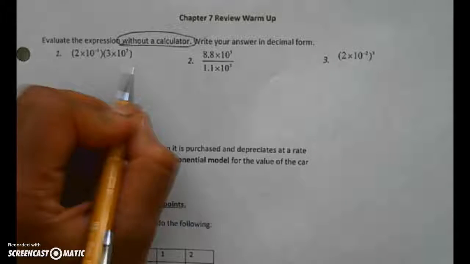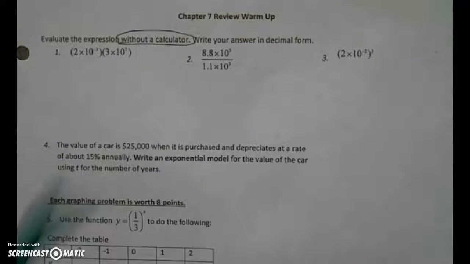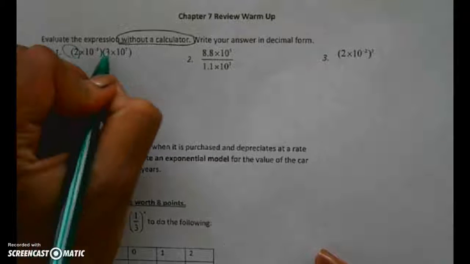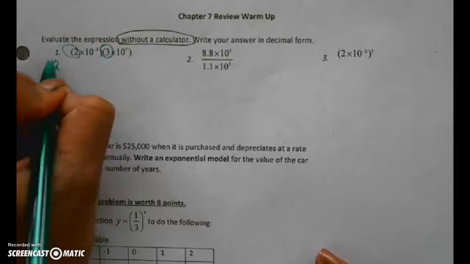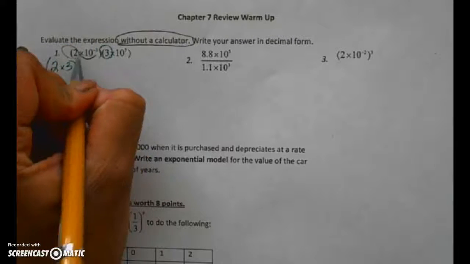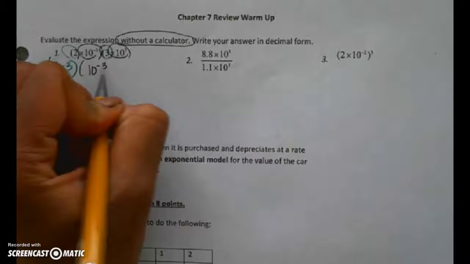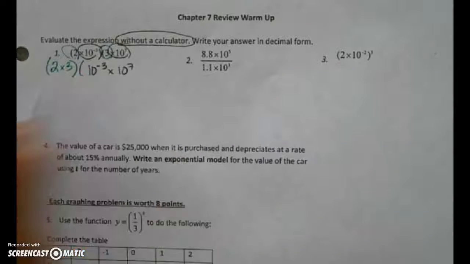So I'm looking at this, and I would like to start this problem by doing the like terms, or the easier terms first. So I'm going to do some grouping here. This 2 and the 3, I'm going to multiply those two together, and then I'm also going to multiply the 10s together. So I'm going to multiply 10 to the negative 3 times 10 to the 7th as well.